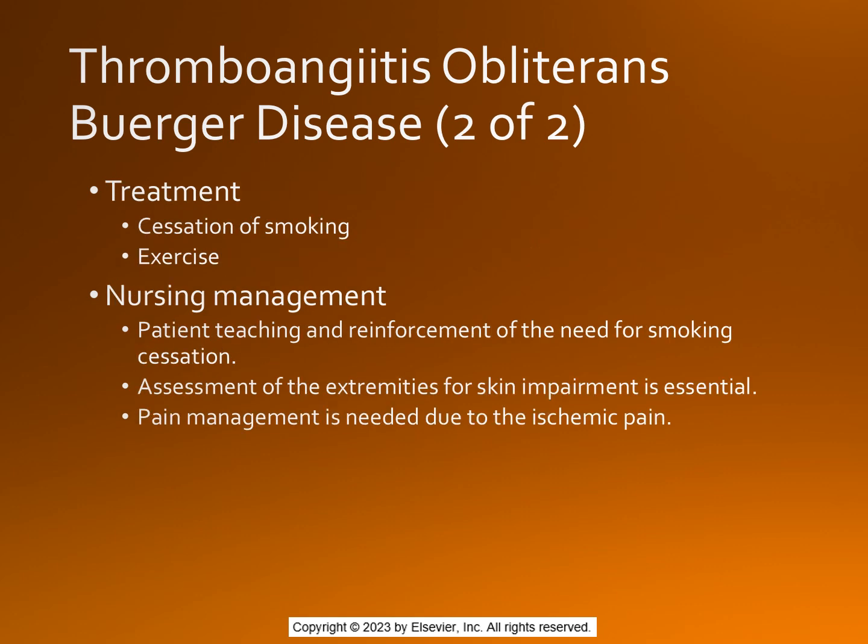The signs and symptoms include numbness and tingling of the toes or fingers in cold weather, pain in the feet, and intermittent claudication that progressively becomes more severe. Ulcerations and gangrene can occur. Diagnosis will be made through patient history, symptoms, and angiography. Cessation of smoking is the single most important treatment factor. The most important nursing role is patient teaching and reinforcement of the need for smoking cessation.